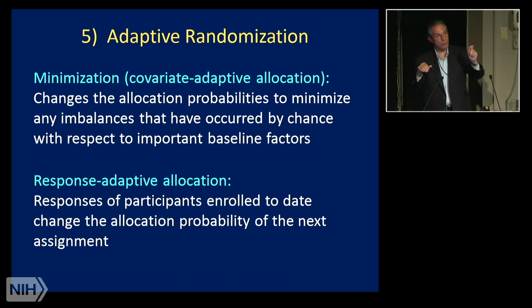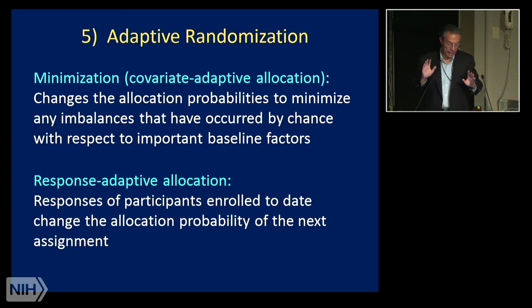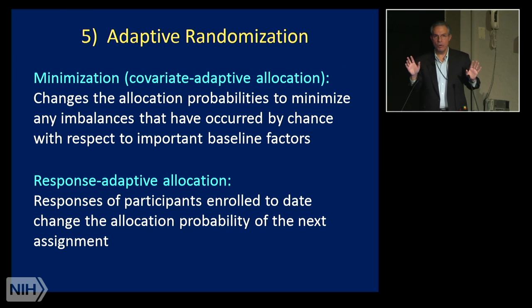You are tweaking the probabilities based on the responses, the outcomes, not baseline characteristics, the outcomes. And you may say, whoa, what are we doing here? Well, it's controversial.